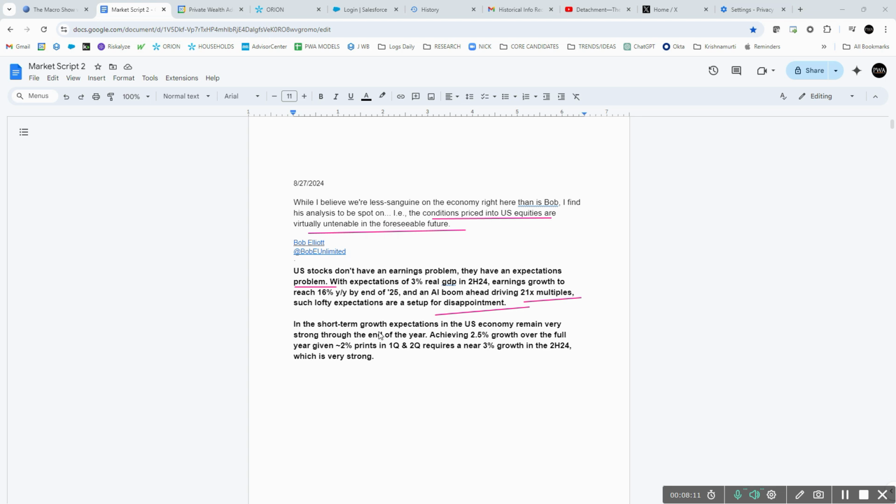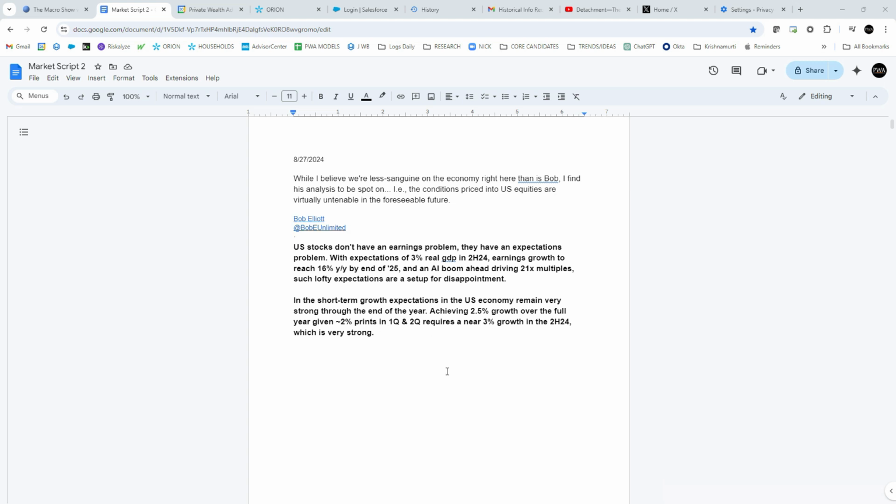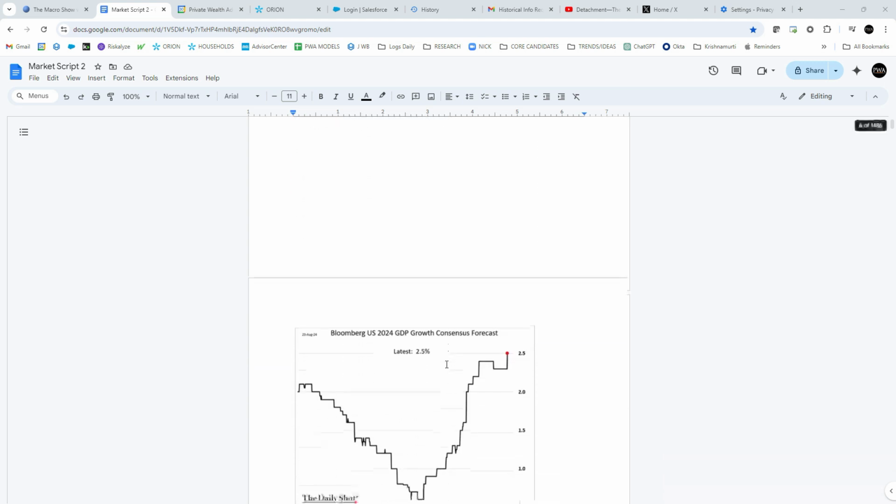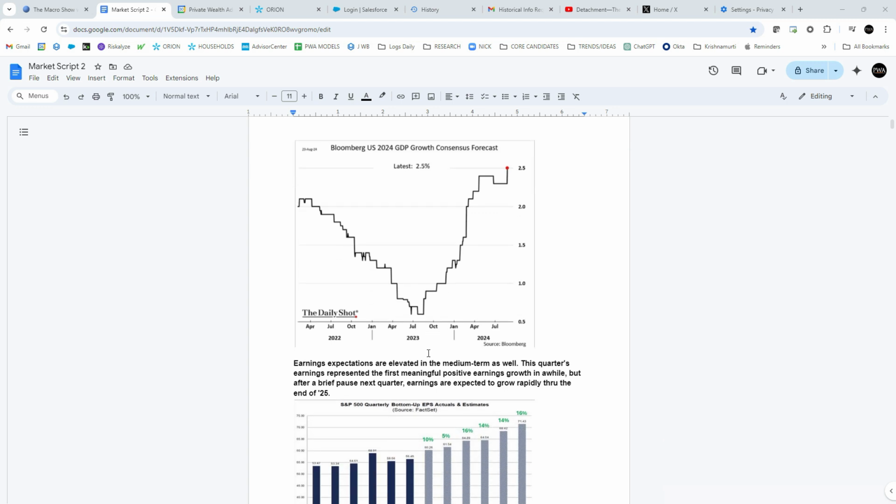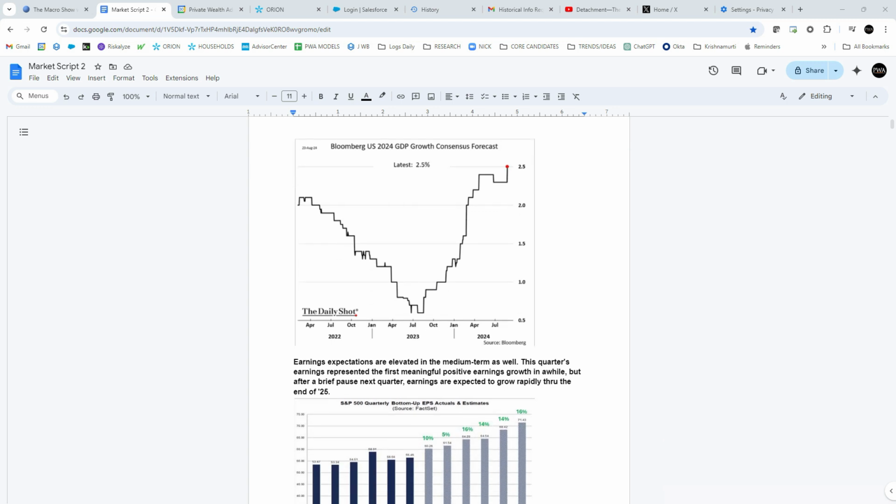In the short term, growth expectations in the U.S. economy remain very strong through the end of the year. Achieving 2.5% growth over the full year, given roughly 2% prints in 1Q and 2Q, requires a 3% growth rate in the second half, which is very strong, right? And again, I've illustrated how you tend to get pretty strong GDP prints right before you head into recession, so we'll see. Earnings expectations are elevated in the medium term as well.